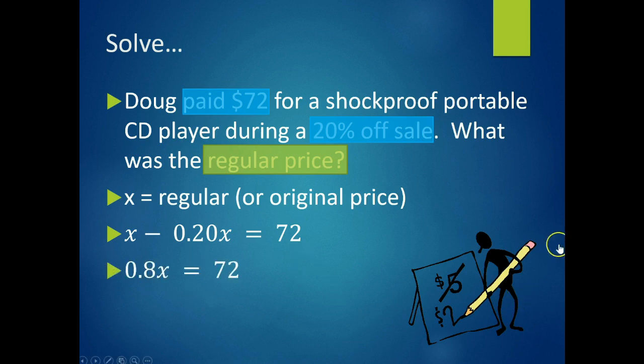Simplifying, we're going to combine like terms. 1x minus 2/10x leaves 8/10x, and to solve for the variable, undo multiplication with division of 0.8, arriving at x is equal to 90. $90 then appears to be the original price, and again, it's important that we check our answer to make sure we're answering the question and that we have solved it correctly.